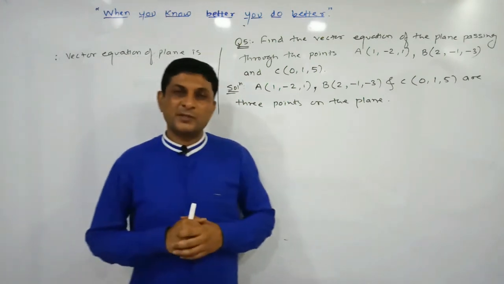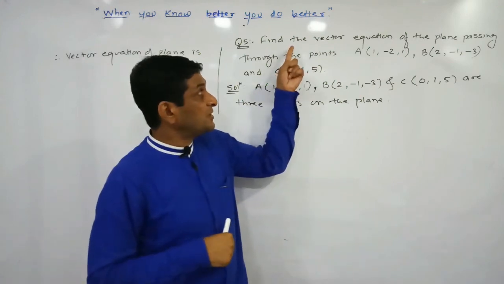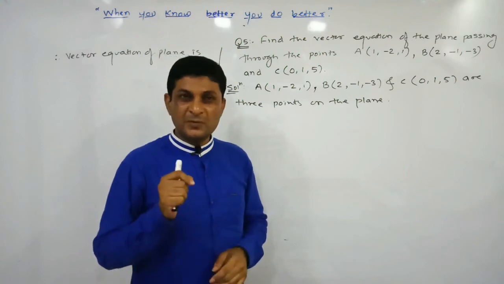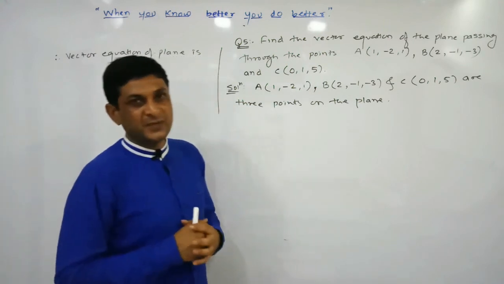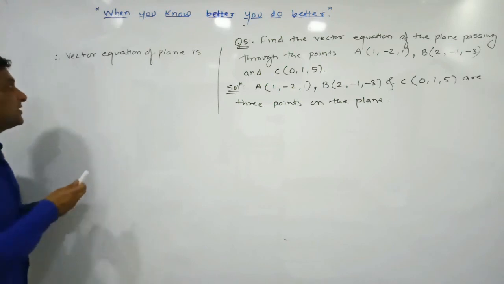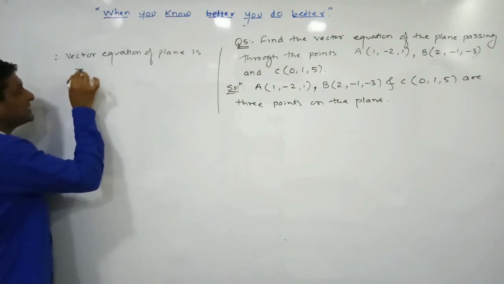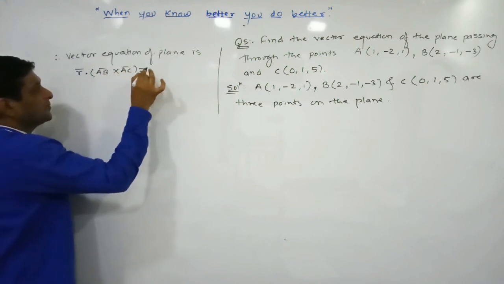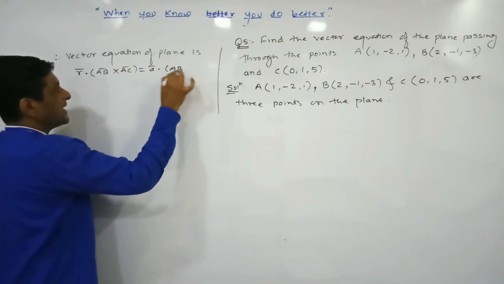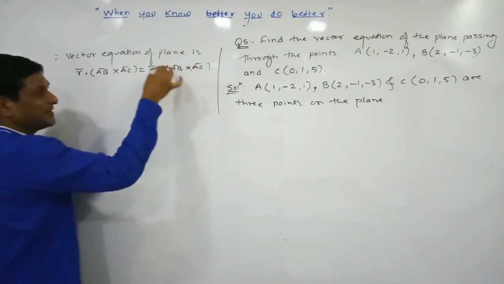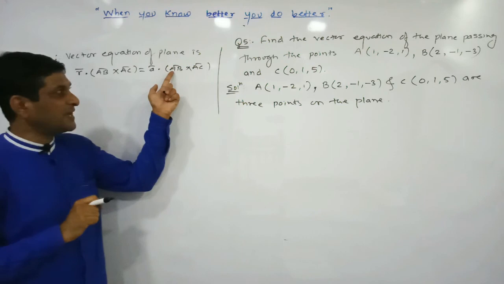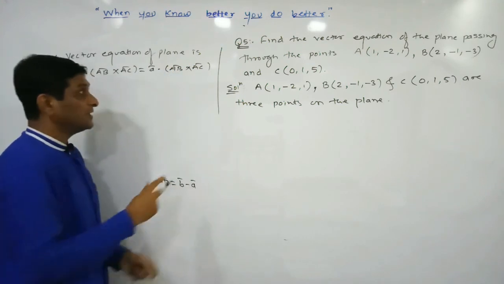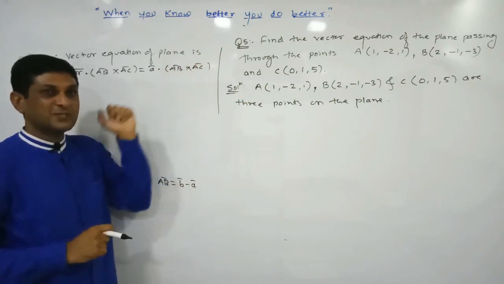Now let us try to solve question number 5. In this question we are finding the vector equation of a plane passing through 3 points. If the coordinates of 3 points on the plane are given to us, then to find the vector equation of the plane we have one formula, that is r bar dot AB bar cross AC bar is equal to A bar dot AB bar cross AC bar, isn't it? To apply this formula we will require the value of AB bar. AB bar can be found as B bar minus A bar. In the same way AC bar can be found as C bar minus A bar.